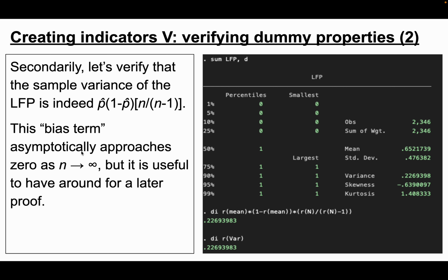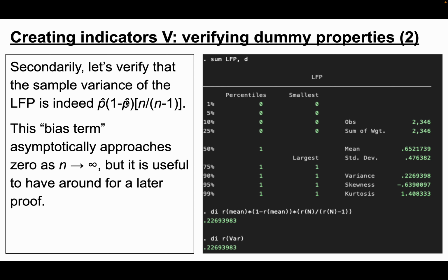So the point here is that this bias term, you can see that as n grows infinitely large, or let's just say it's a million. So this is a million over 999,999. This is going to be extraordinarily close to 1. And so basically the sample variance is effectively p hat times 1 minus p hat.